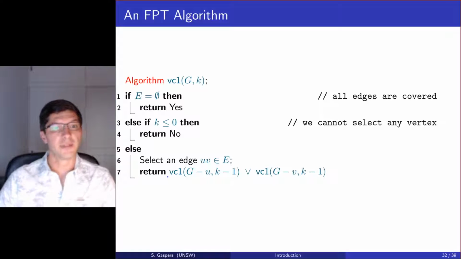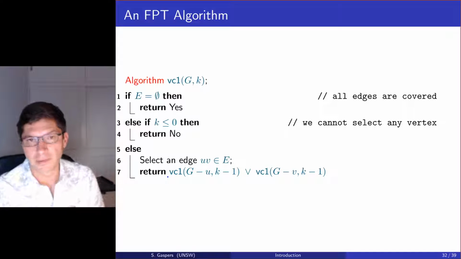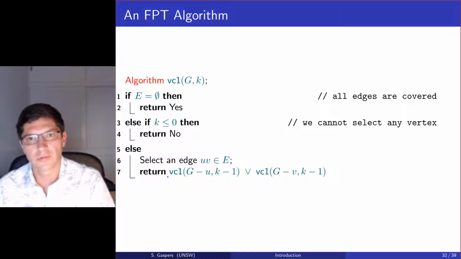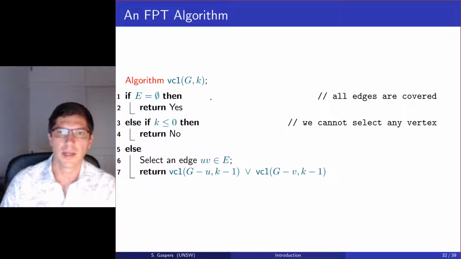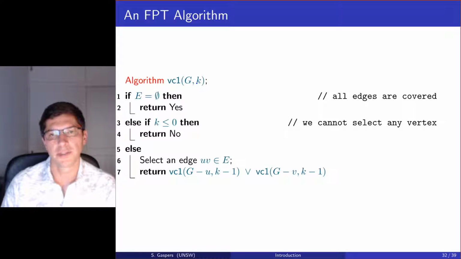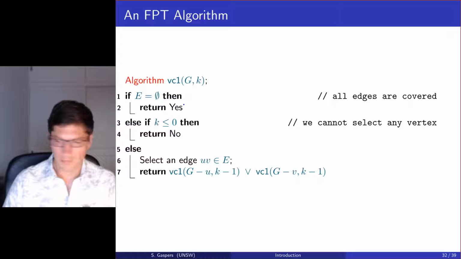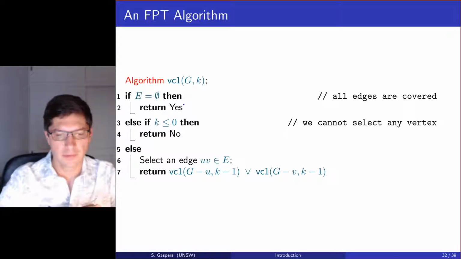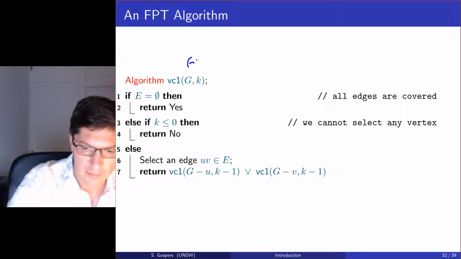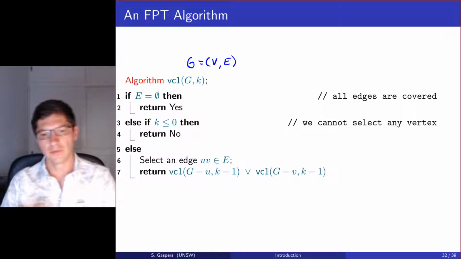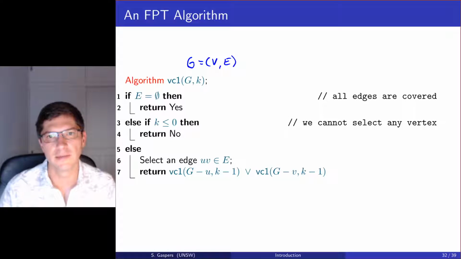This is actually an FPT algorithm, and it's a simple algorithm. It's called VC1. The arguments here are the graph G and the integer k. Our graph G consists of a set of vertices and a set of edges. So V is the vertex set and E is the edge set.